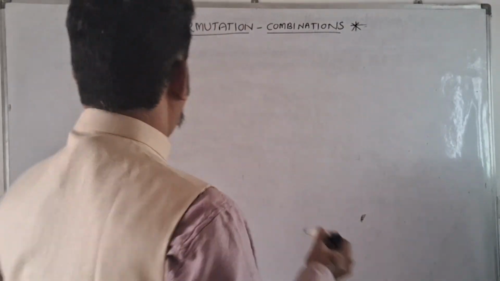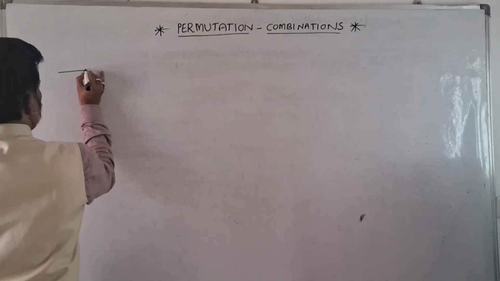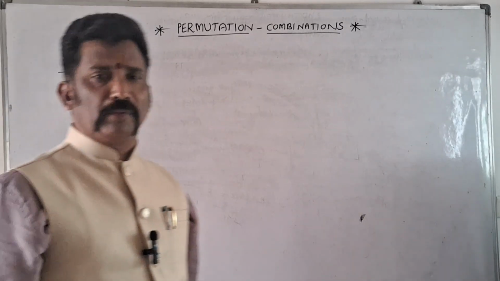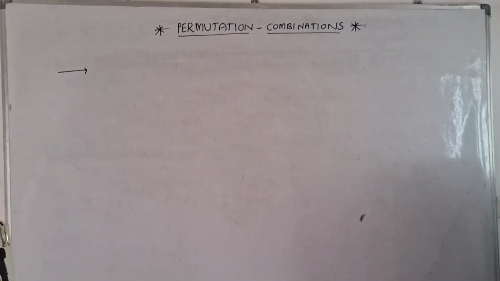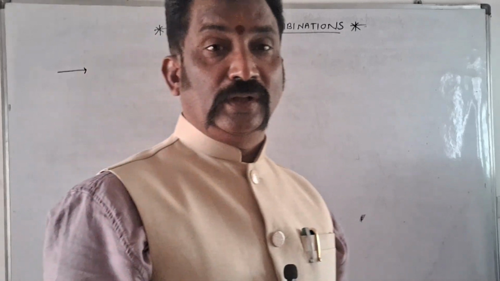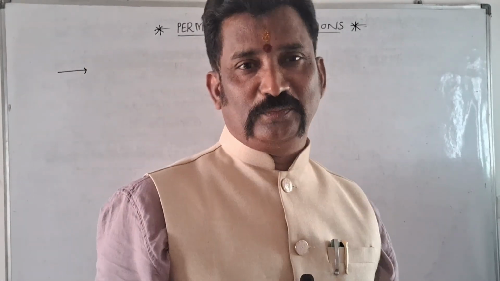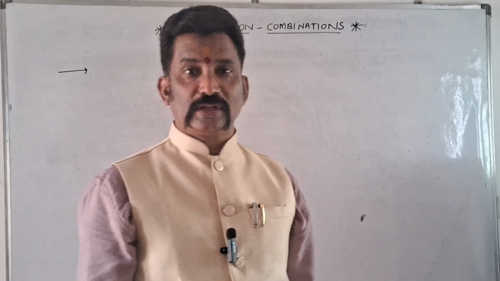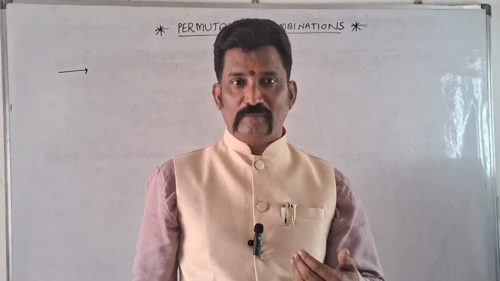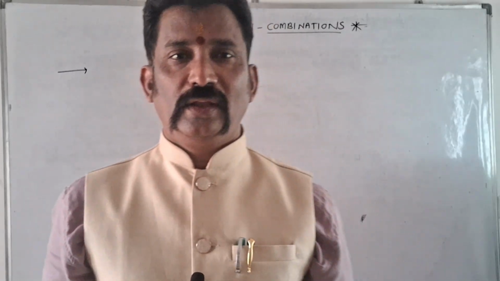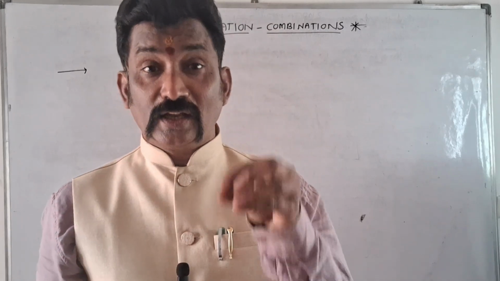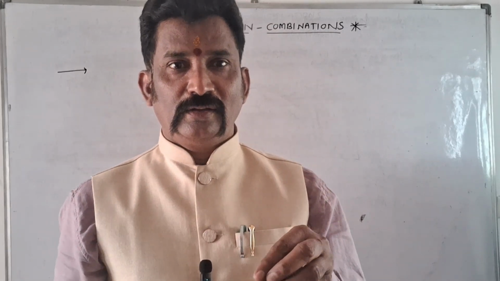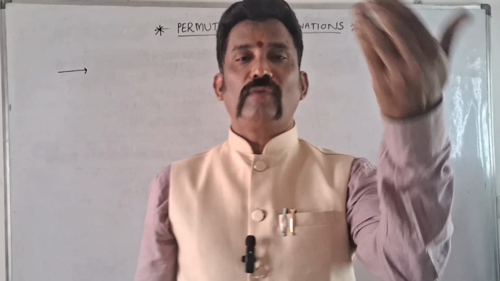Listen, beta. The next one is the number of permutations of n things. The number of permutations of n dissimilar things taken r at a time with at least one repetition allowed. I repeat, with at least one repetition allowed. At least one is a very dangerous word. At least one means more than one also.